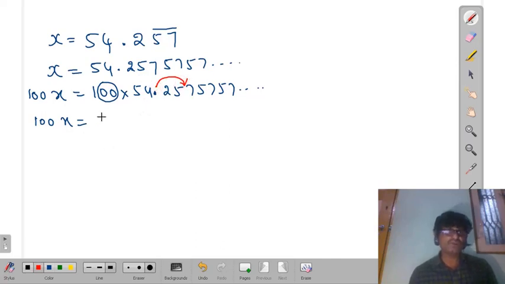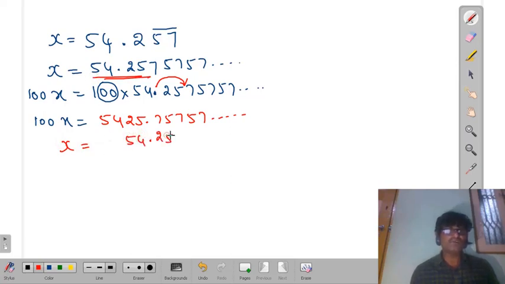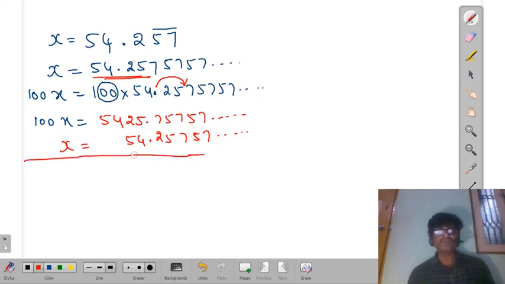So this will be equal to 5425.75757 and so on you will get. Now what is x? X equal to this one, you see, 54.25757 and so on, like that we can write. So now what we do? You subtract. If you subtract, what will you get? 100x minus x is how much? 99x. So write 99x equal to, subtract the right side carefully.